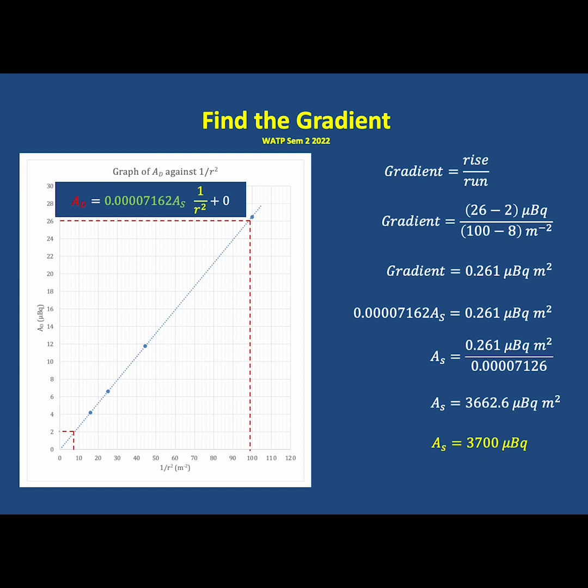We give our final answer to two significant figures because we cannot claim any greater precision than this from a graphical analysis. We give our final answer as 3,700 microbecquerels. We've dropped off the meters squared because at a point r equals 0, in theory, there is no surface area through which the activity is being released. Or rather, the surface area of the source is the activity through which it's being released. Either way, that isn't something we worry about in Year 11.